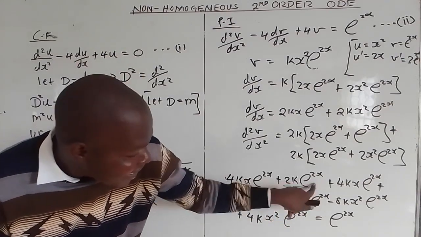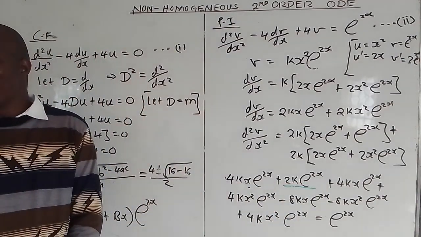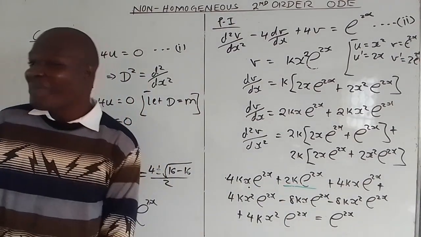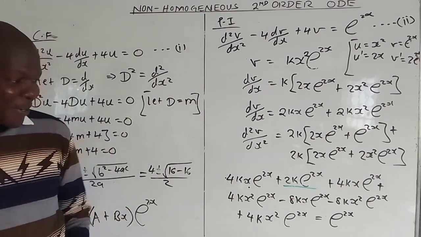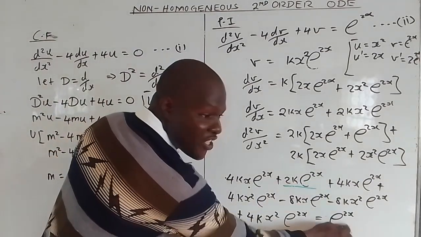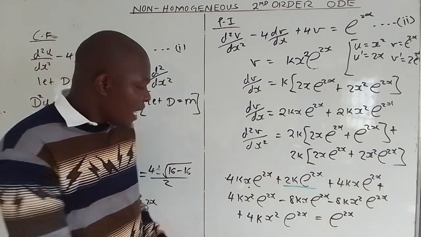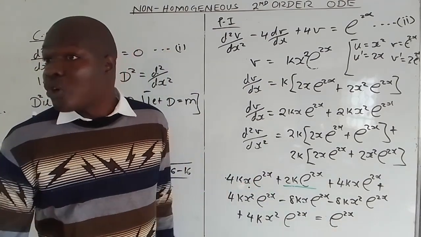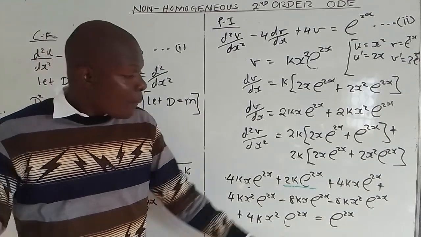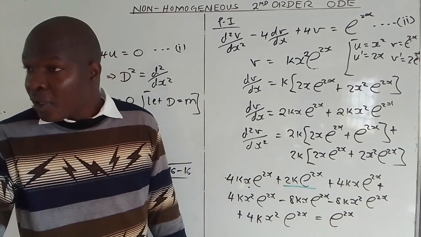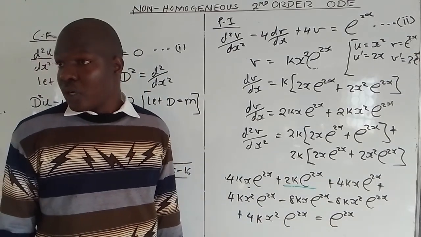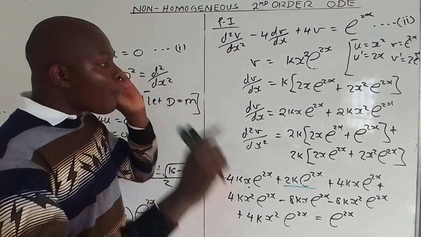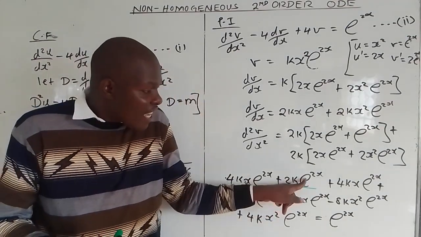So here we have 2k exponential 2x equal to exponential 2x, isn't it? Good. So that is what you compare. What is on the right is what you compare. Here we have x exponential 2x. There is no x exponential 2x on the right. We don't compare that, okay? You only compare what is on the right. Is that understood? Good. And only this exponential 2x.